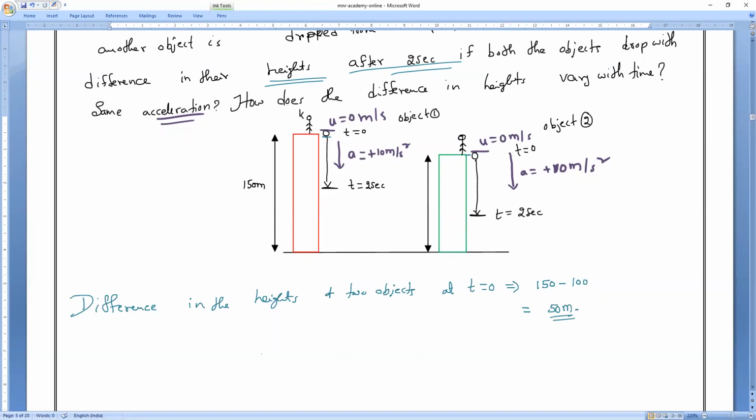Now they are asking us to find the height difference of the two objects after how many seconds? After how many seconds, guys? 2 seconds. So let me assume that the distance traveled by the first body in 2 seconds is S1. Is it okay, Mari? The distance traveled by this body is S2. That is what I am assuming.